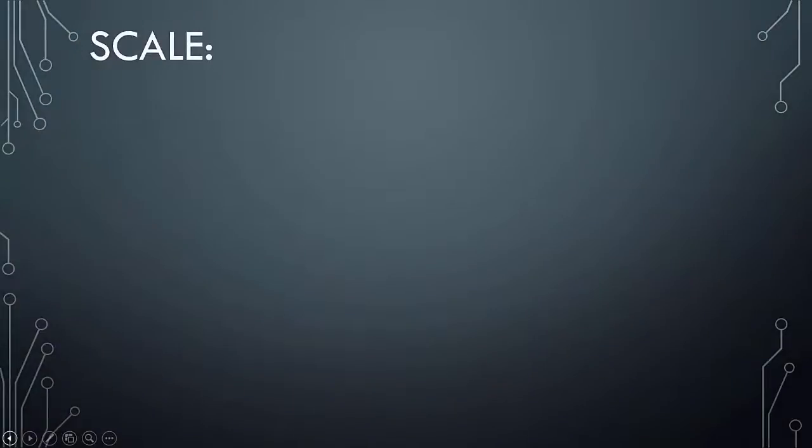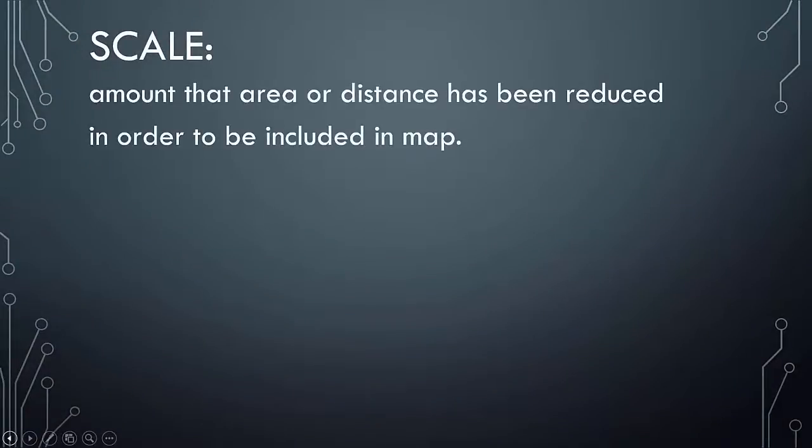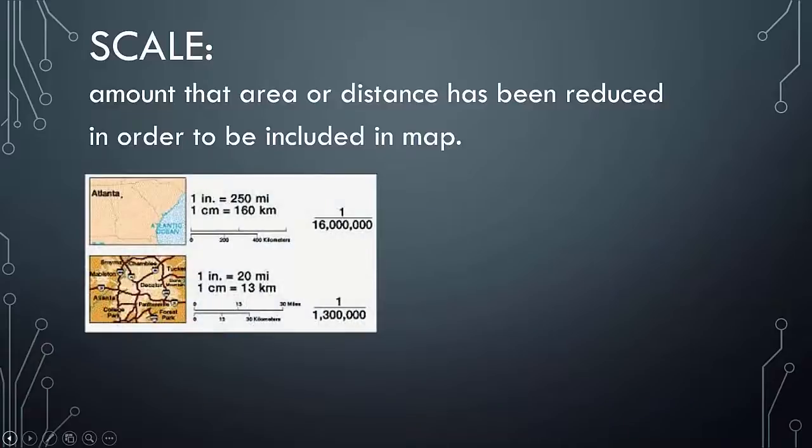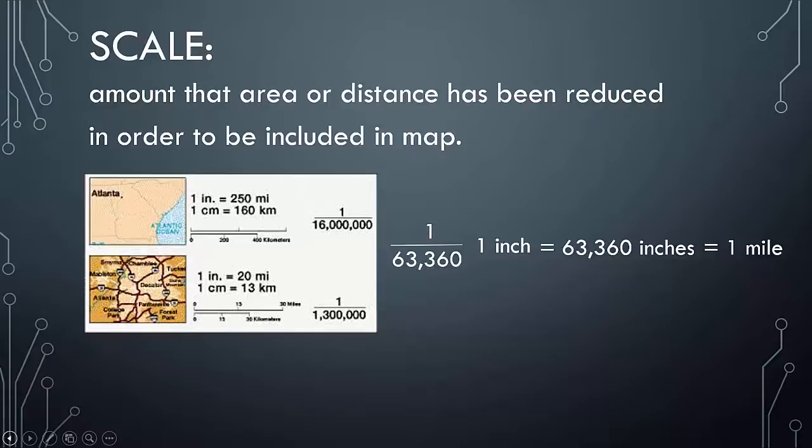Scale. Scale is the amount that an area or distance has been reduced in order to be included in the map. In maps, scale is expressed as a ratio of distance shown on the map to actual distance on the ground. While Minard expresses his scale in the unit of distance used at the time, common leagues of France, most modern maps will use ratios of inches or centimeters to miles or kilometers. For example, a scale of 1 to 63,360 means that 1 inch on the map is equal to 63,360 inches on the ground, or approximately 1 mile.